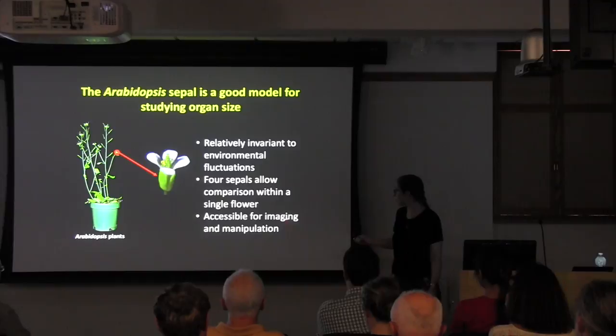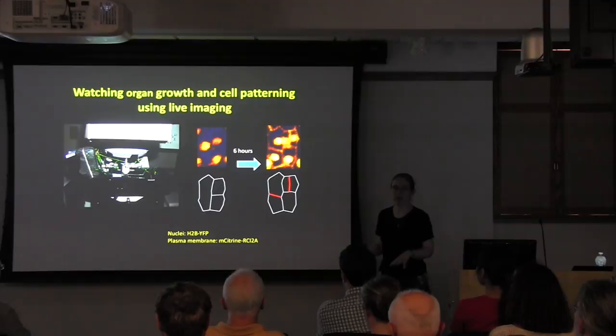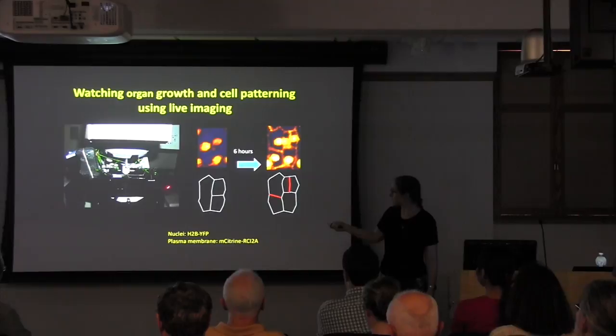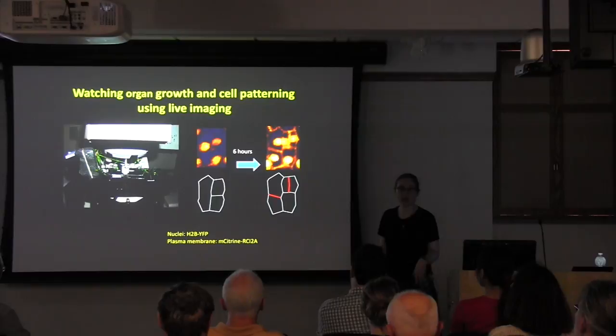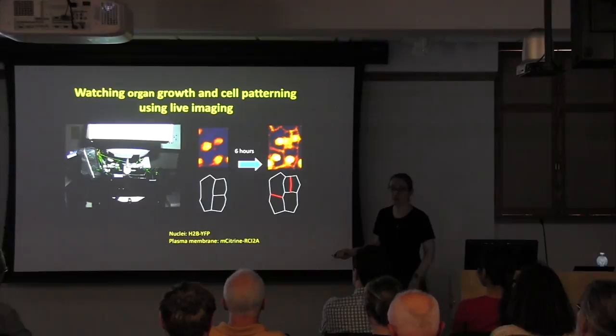And one of the experiments that we love to do in my lab is live imaging. So we take our living plant, attach it to a slide, stuff it under the confocal microscope, and take an image. And then we put it back in the growth chamber, let it grow for another 6, 8, 12 hours, depending on the experiment. And then put it back on the microscope and image the same sepal again.